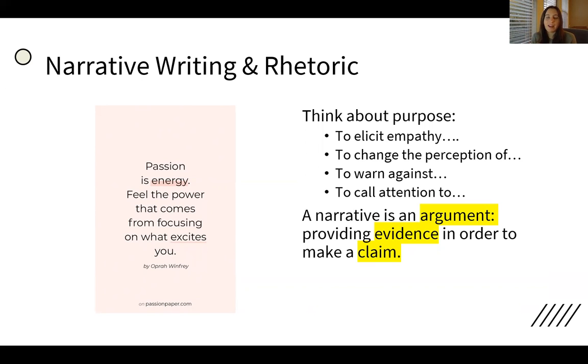You are providing evidence in order to make a claim. The evidence is that vivid detail that you choose to integrate into your story in order to make your audiences believe that it actually happened, which is actually your claim.